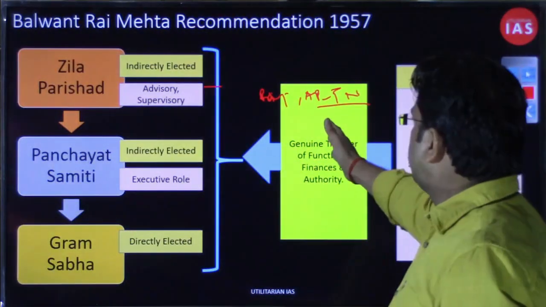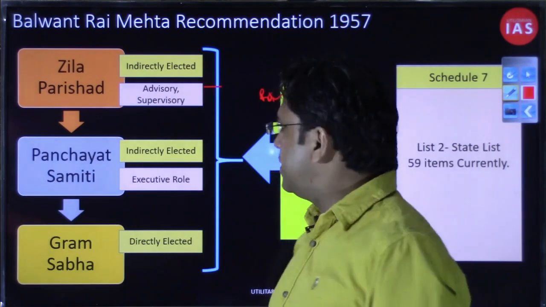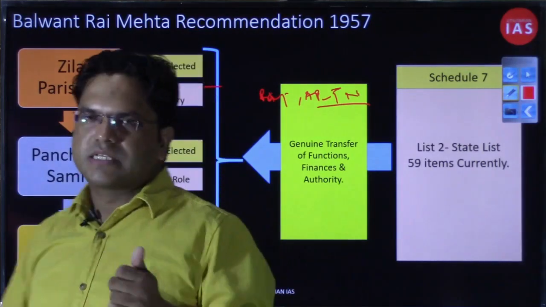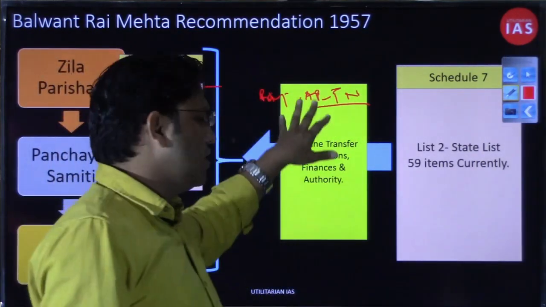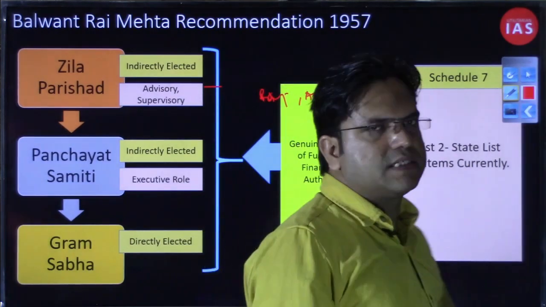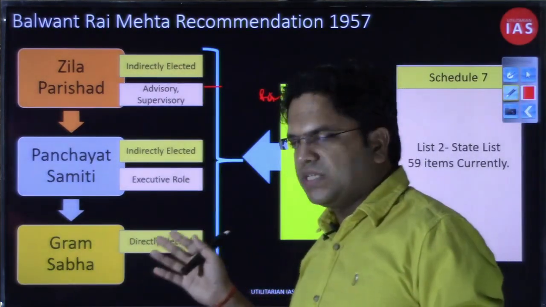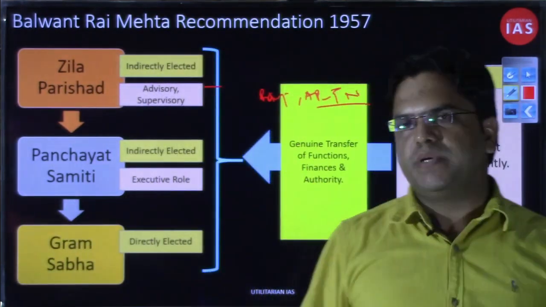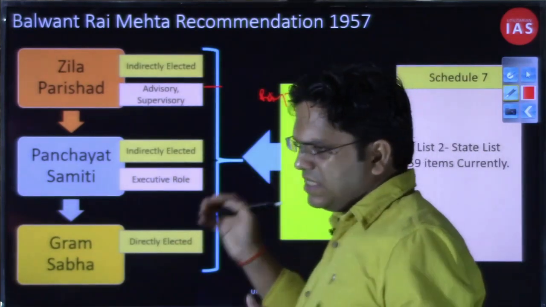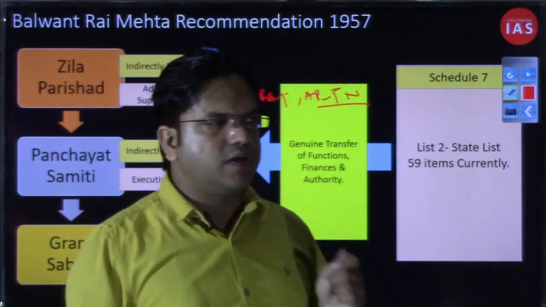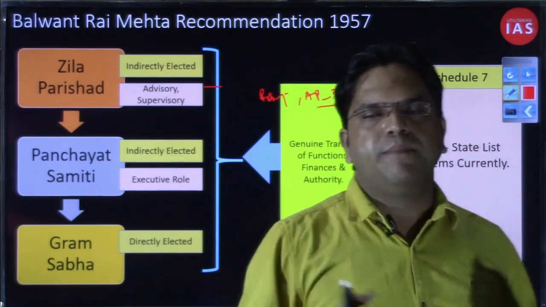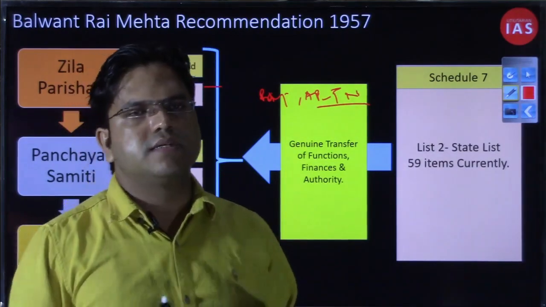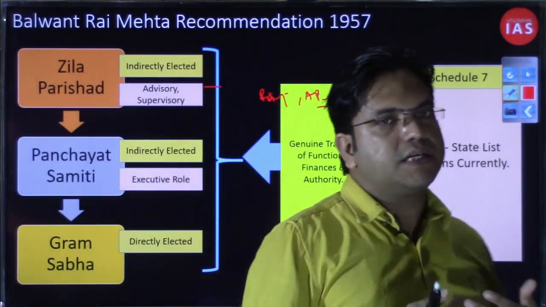Although on the suggestion that there should be genuine transfer of funds and finances, even today this debate is ongoing. So we will not talk about this recommendation, because the debate is still ongoing. It has been around 27 years since the operationalization of the 73rd and 74th amendments, and there has not been actual transfer of funds. Occasionally states keep transferring funds and functionaries, but real empowerment, capacity building, or real transfer of funds and functionaries is yet to be fulfilled, right?